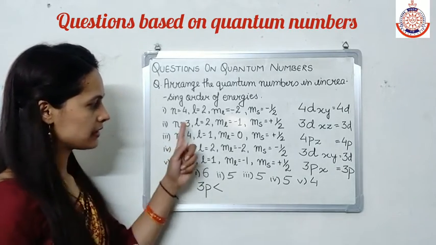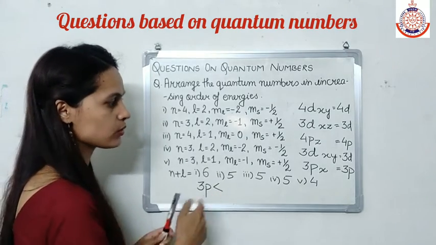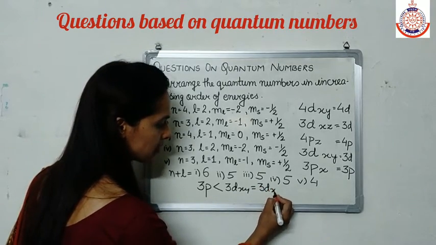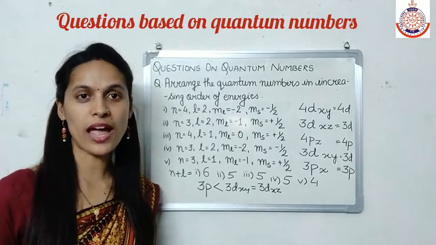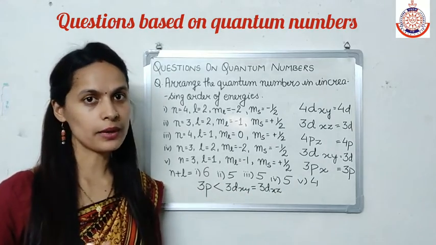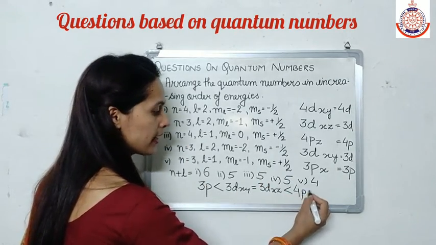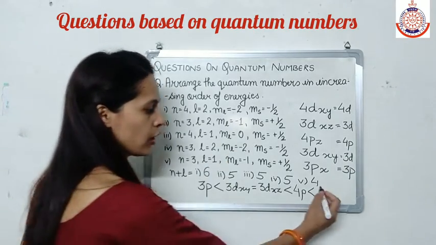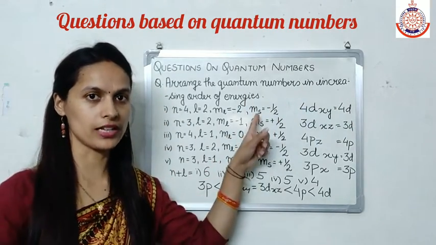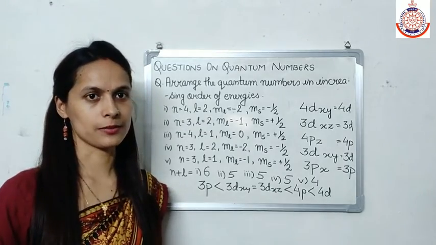Now if we talk about these 2 orbitals, this is 3d and this one is also 3d. So both have the same energy in the ground state. So 3dxy is equal to 3dxz. These two have equal energy. Why do these two have equal energy? Because these are degenerate orbitals, and in the ground state degenerate orbitals have an equal amount of energy. Now next one is obviously 4p, and the last one is having the value 6, that is 4d. So in this way we can arrange the different quantum numbers in increasing order of energy. So it is easy for us when we convert these quantum numbers into orbitals.